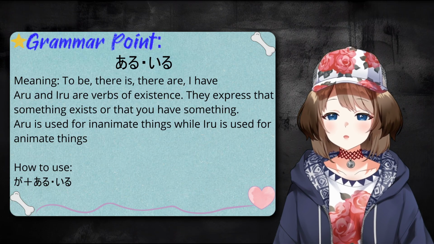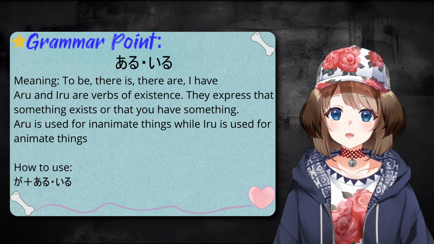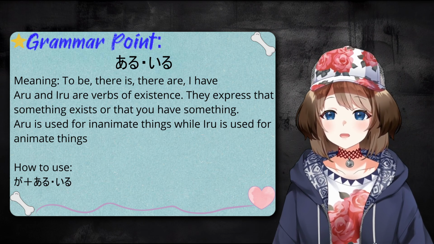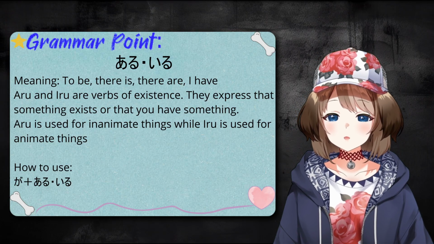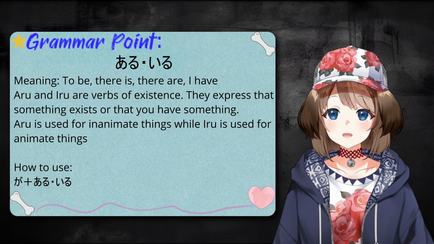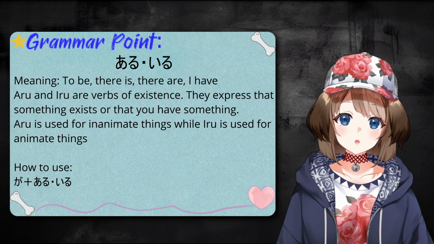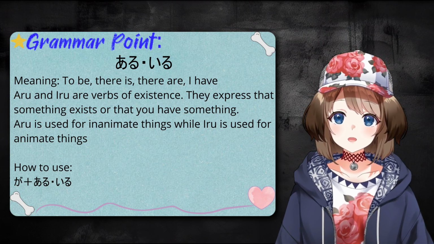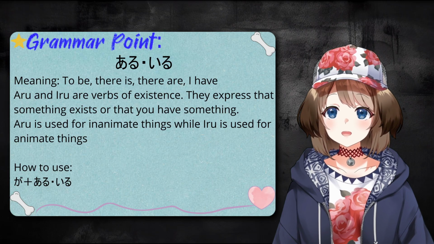Aru and iru are known as verbs of existence in Japanese. Some verbs in Japanese we would think of as active verbs. Running, jumping, eating, smiling. These are all things that you actively do. Aru and iru are generally speaking considered more passive verbs. They aren't verbs that express doing something actively, rather they are verbs that express the existence of a thing.